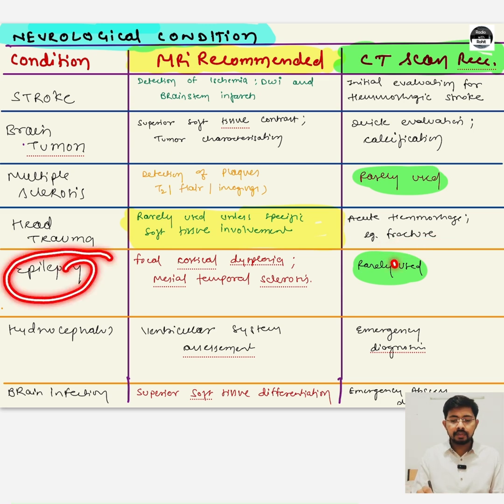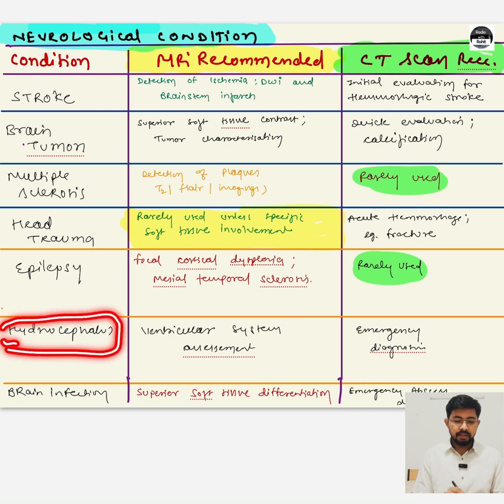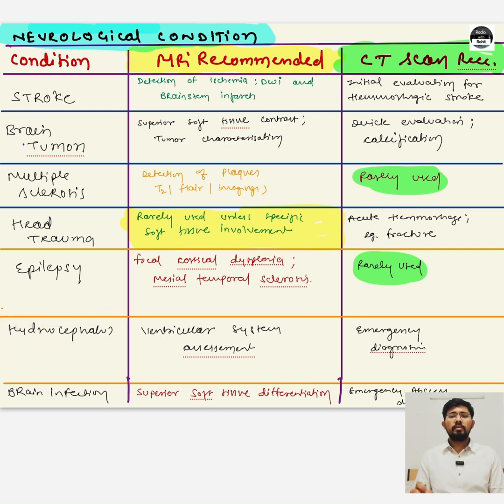In epilepsy, CT scan has no role, while focal cortical dysplasia and mesial temporal sclerosis are better demonstrated on MRI. In hydrocephalus, there will be gross dilatation of the ventricular system, which leads to the symptoms of the patient. So in the emergency department, if a patient ends up with the symptoms of hydrocephalus and we want an emergency diagnosis, then we will prefer the CT scan. While for ventricular system assessment, we have to prefer the MRI.